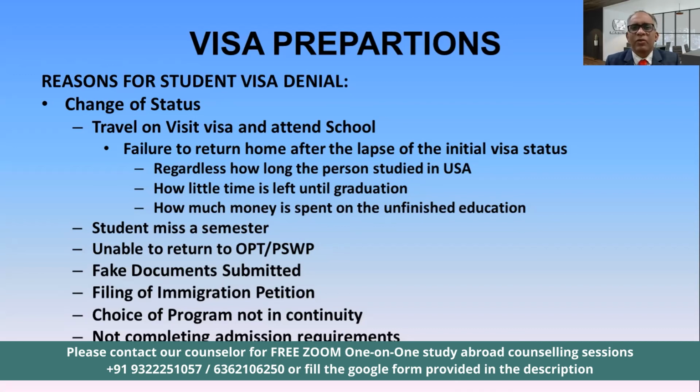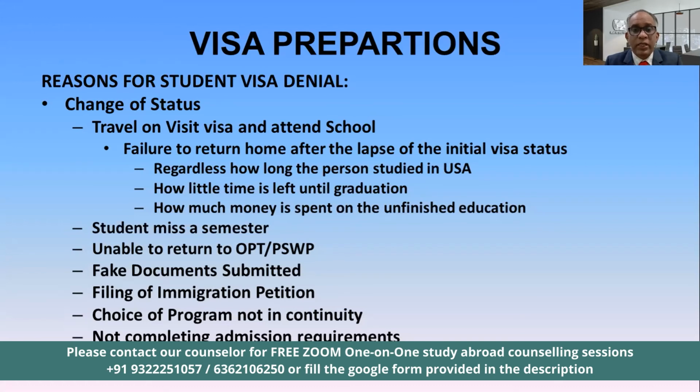Don't try to be over smart, or do anything which can affect your chances for a visa. Fake documents submitted: this is a serious offense. If you submit fake documents and you're caught, then you could be banned from that country. If your parents, brother, or sister has filed for immigration, then when you're applying for a student visa, they may know that somebody has applied, so they may reject you as a potential immigrant because of the document that somebody has filed for immigration.